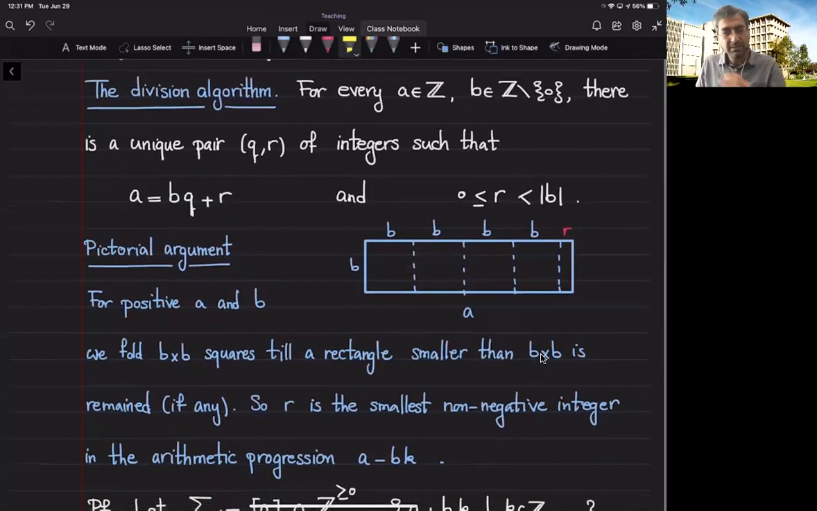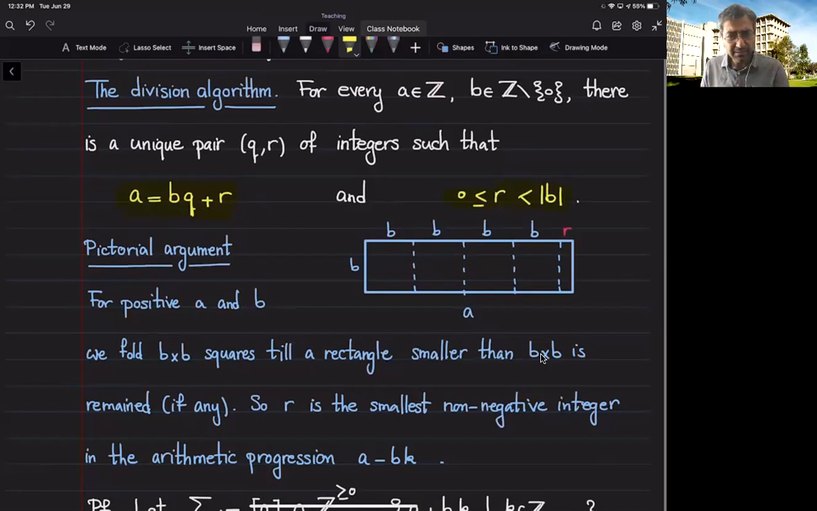The statement says that if I give you two integers, a and b, let's say b is non-zero because I want to divide a by b, then indeed I can divide a by b and get a quotient q and a remainder r, so that a is b times q, b times the quotient, plus the remainder, and the remainder is non-negative and strictly less than the absolute value of b.